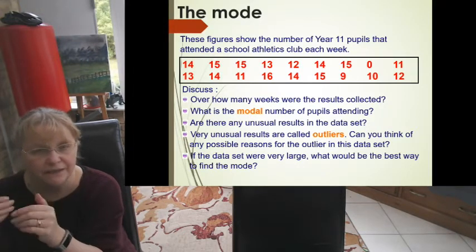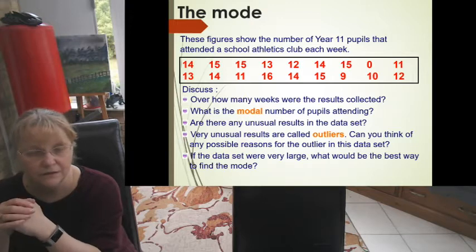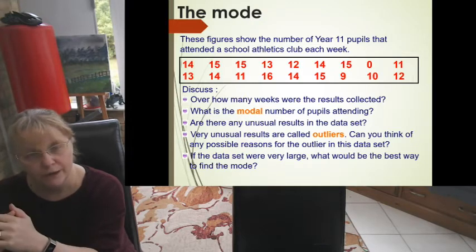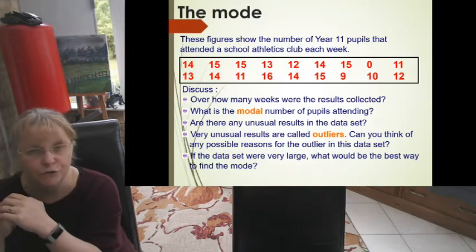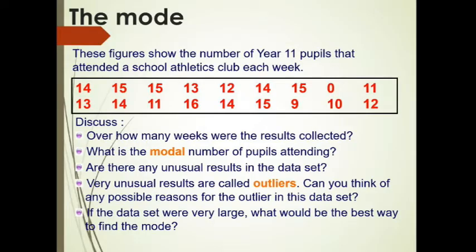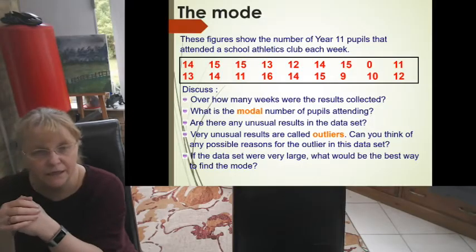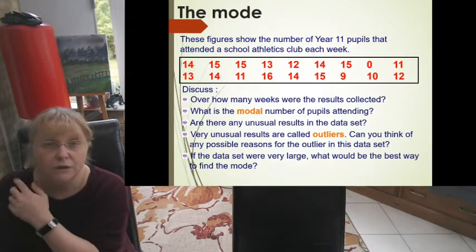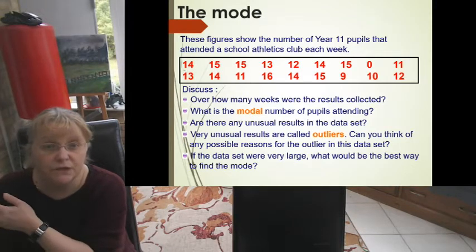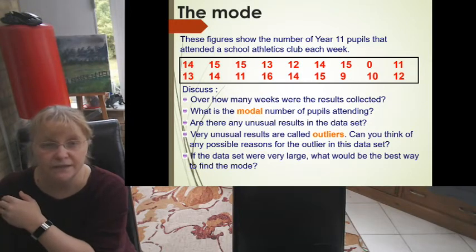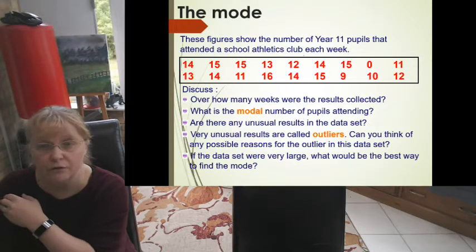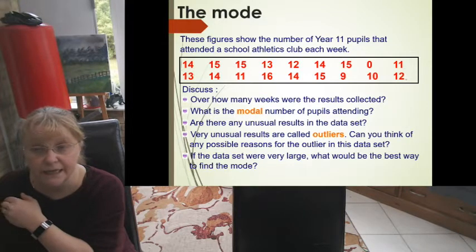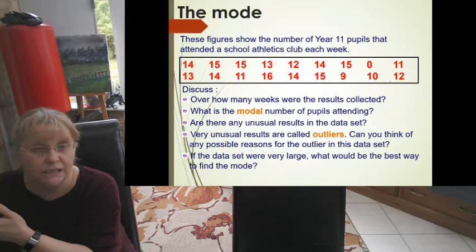Now I just want you to have a think about the questions. So pause now, read through the questions, and then come back to me and we'll talk through them. Okay, welcome back. So, over how many weeks were the results collected? Well, pupils go to school, and that's when they're not off, with 5 days. If we go 1, 2, 3, 4, 5, 6, 7, 8, 9, 9 times 2 is 18. So it went over 18 weeks.